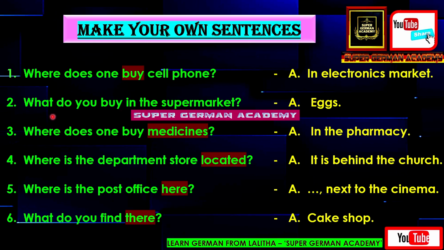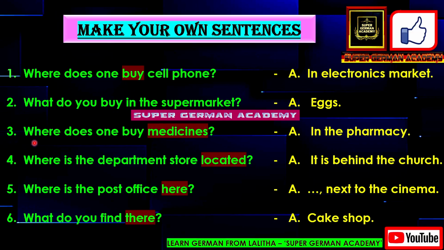Second question, what do you buy in the supermarket? So here buy, that is kaufen, is the verb, and supermarket is the same in German also, and here the subject is you. So the conjugation for you becomes kauft. The question is what, that is was. So what do you buy in the supermarket means was kaufst du im Supermarkt. You can say im or in der Supermarkt. And here the answer is Ich, that is I.